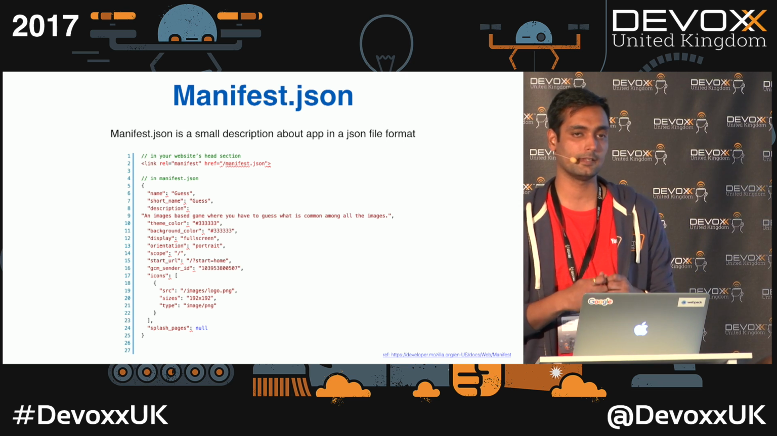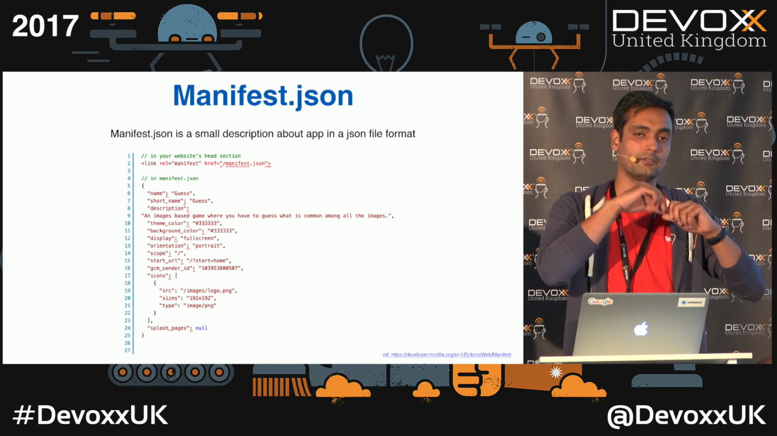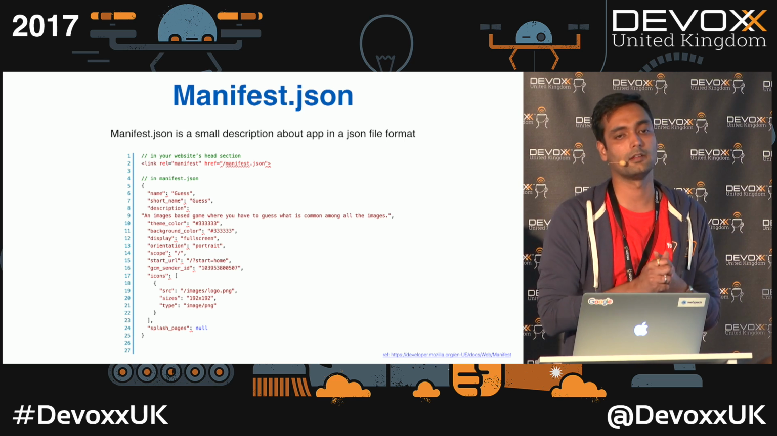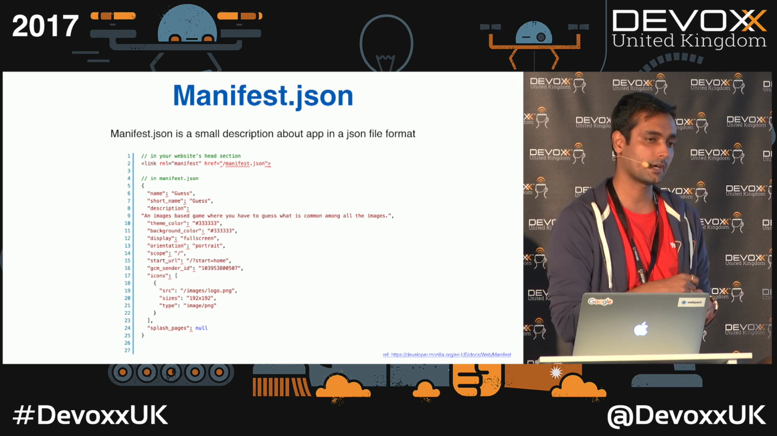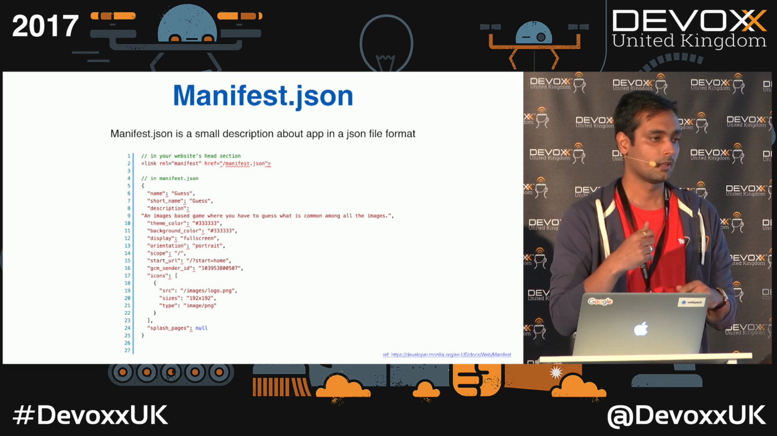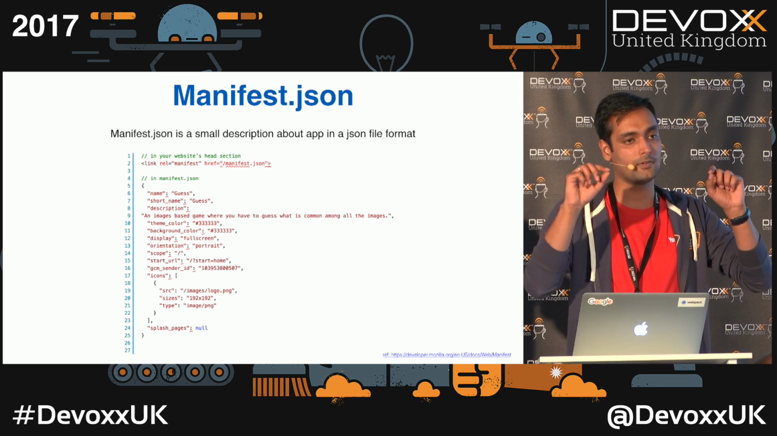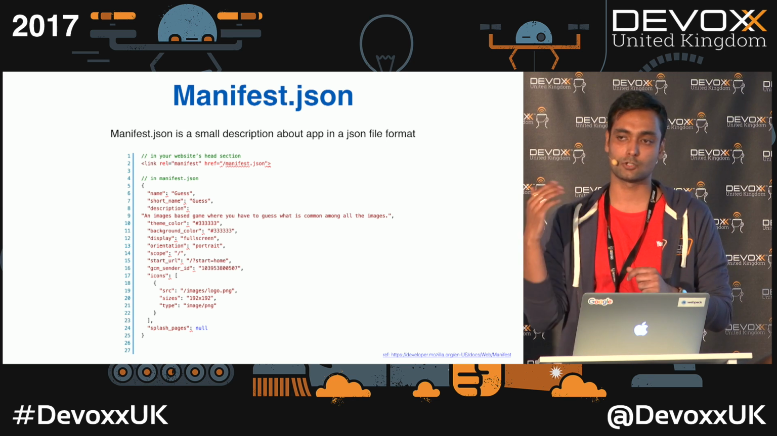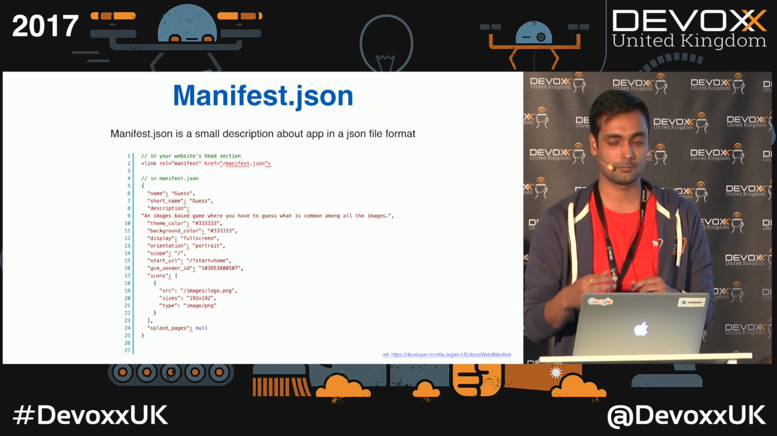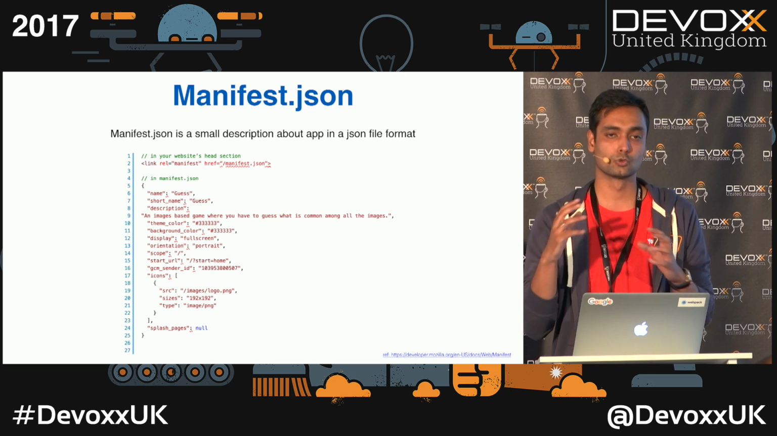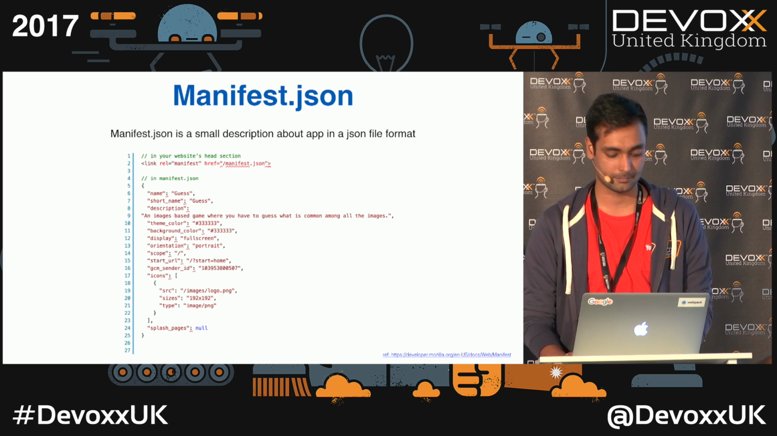Theme color is basically the top bar in case of Android, where battery icon, Wi-Fi icon, and other icons appear. So whenever your progressive web app is open, the particular bar will have a different color now. By default, it's always a translucent black, but you can define whatever color suits the branding of your progressive web app.